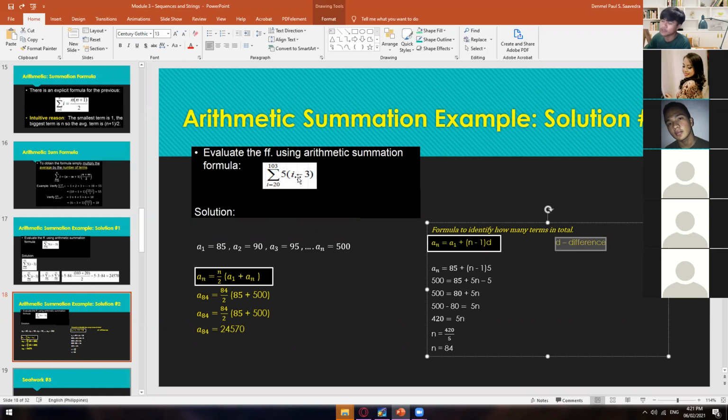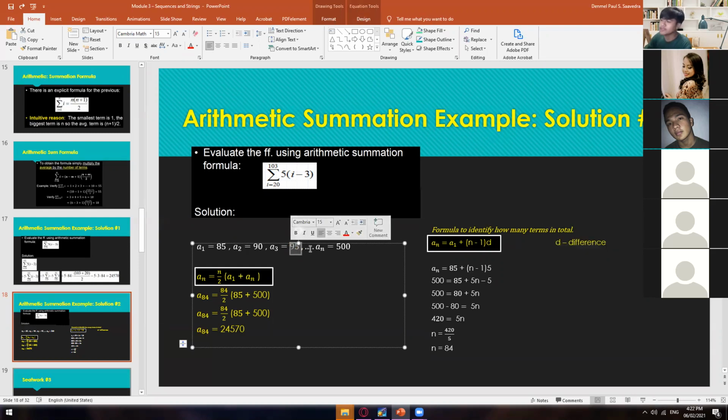So 5 times 21 minus 3 is equal to 90. The third term here is 5 times 22 minus 3, which is 95, and so on and so forth, up to the last one. I put here a sub n because I don't know yet the last term, which is 103. So just put here 103 minus 3. So 100 times 5 is equal to 500.